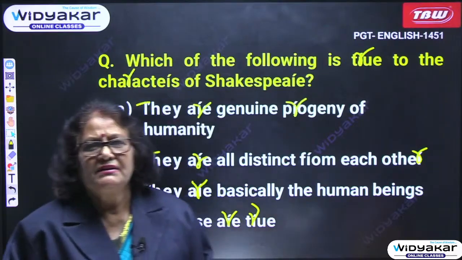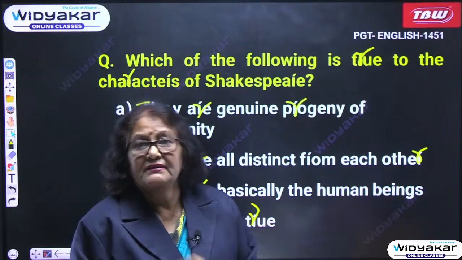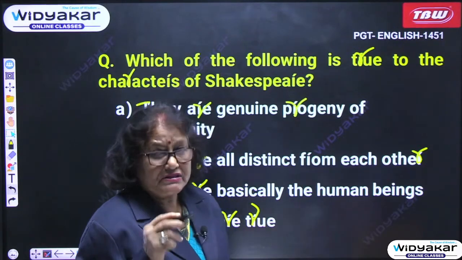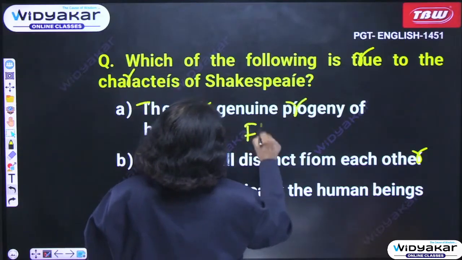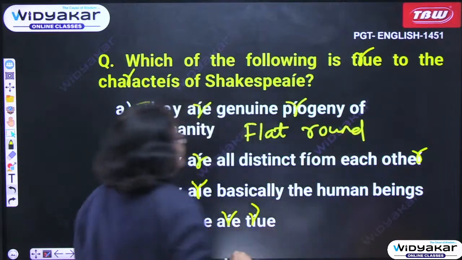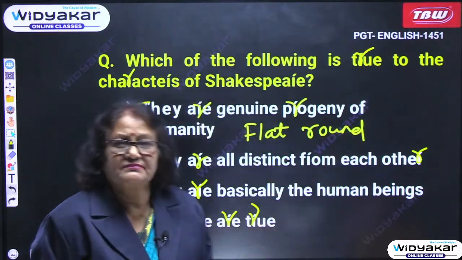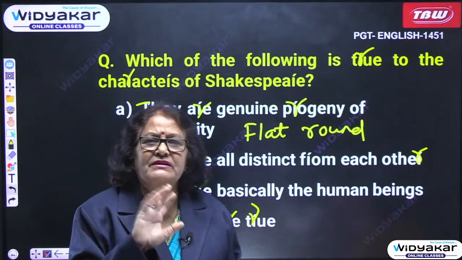There are two types of characters, which E.M. Forster calls flat characters and round characters. Flat characters are two-dimensional; the character does not change.